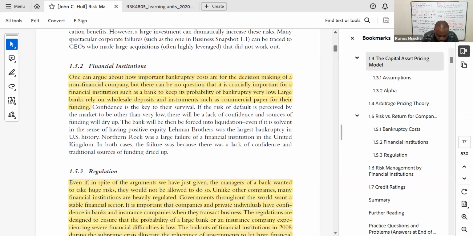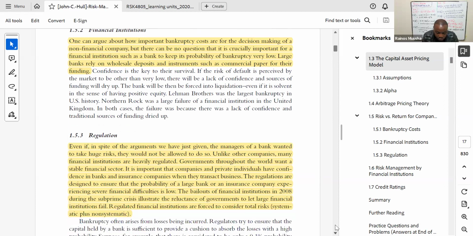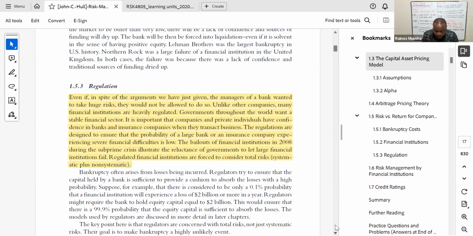Now, in investments, you also need to take into account the issue of regulation. And here they say, even if, in spite of the arguments that we have just given, the managers of a bank wanted to take huge risks, they would not be allowed to do so. Unlike other companies, many financial institutions are heavily regulated. So governments throughout the world want a stable financial sector.